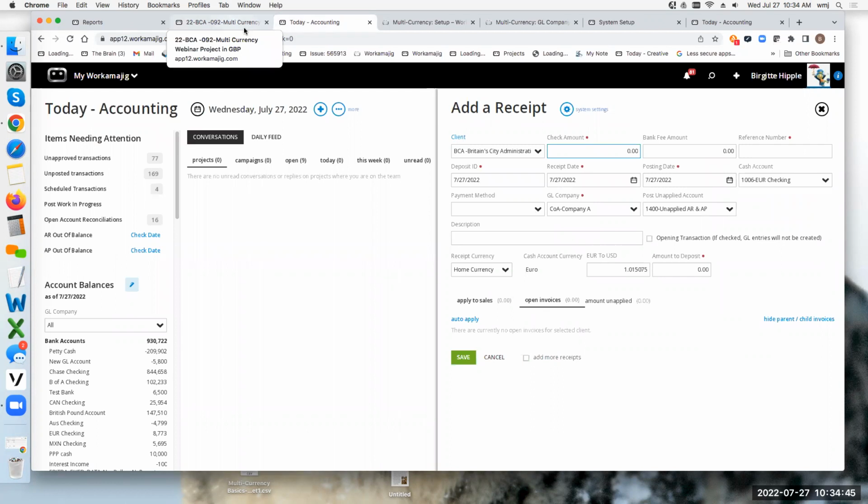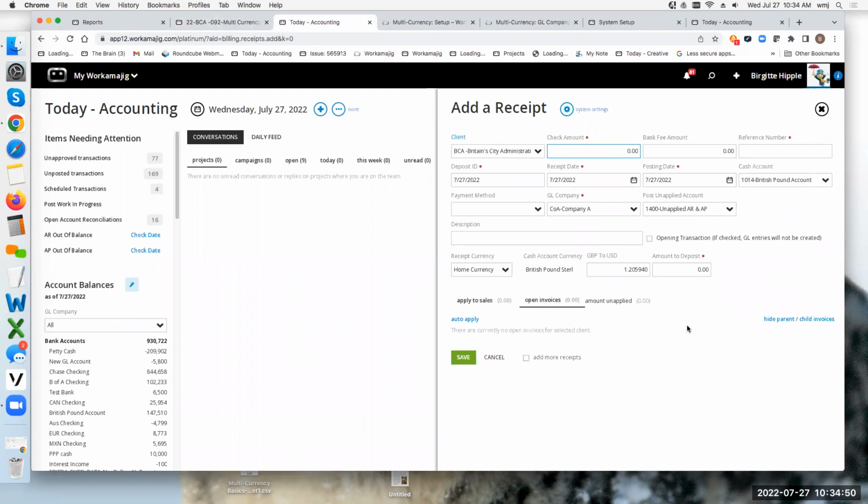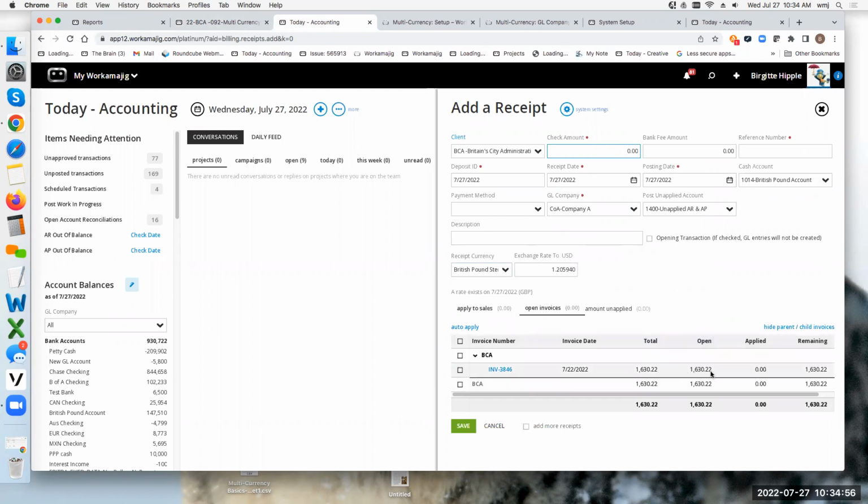Let's see, didn't I have, oh, not Euro checking. It was GBP, right? British pound, and receipt currency is British pound. There's my invoice. Okay, so you need to know what receipt I am putting this to, the currency of the receipt, but I can have a different bank account. I can pay it out of my US account, but I'm receiving the money from my British client and putting it into my US account.